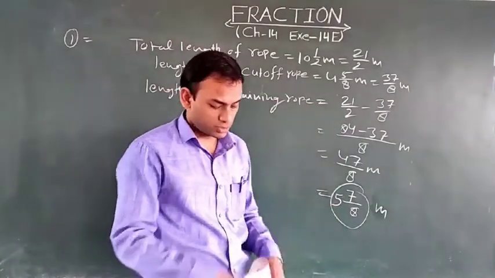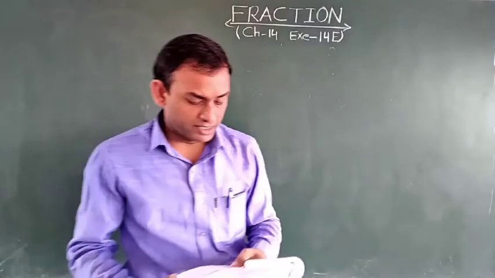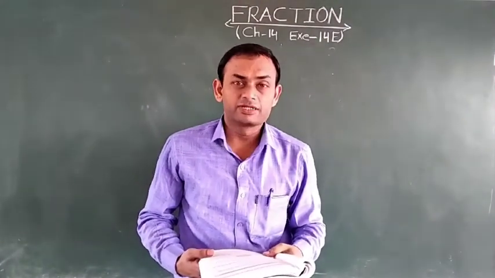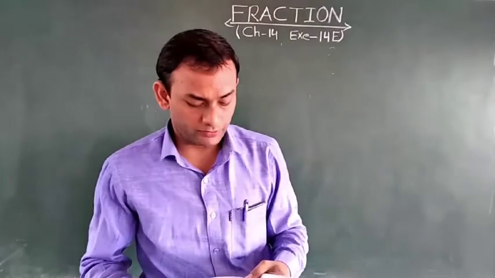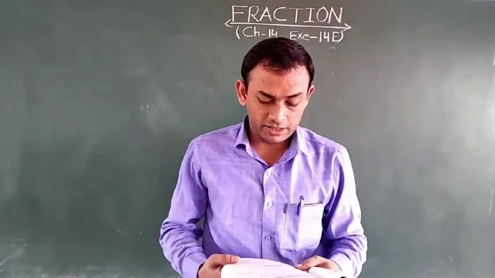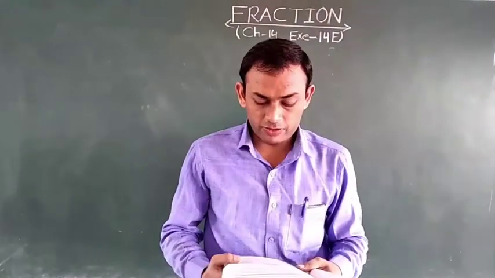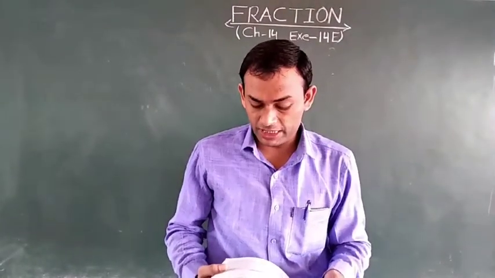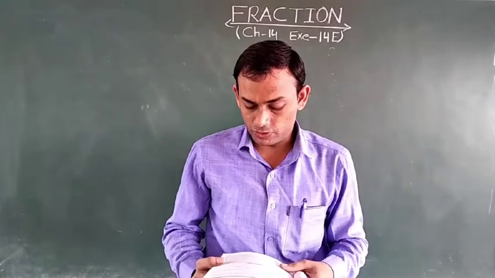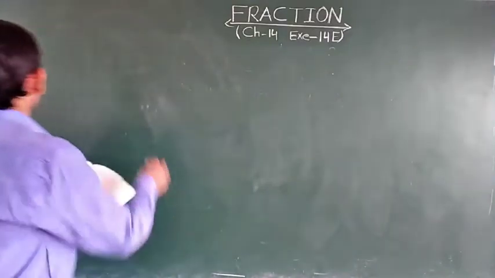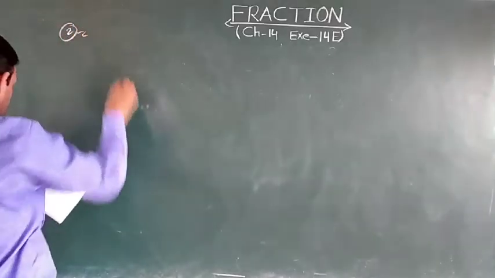Got it? So this is question number 1. The second question is saying: a piece of cloth is 5 meter long. The total length of the cloth is 5 meter and after washing it shrinks. Shrink means सिकुड़ जाना, by 1 by 25 of its total length. What is the length of the cloth after washing? That is question number 2.